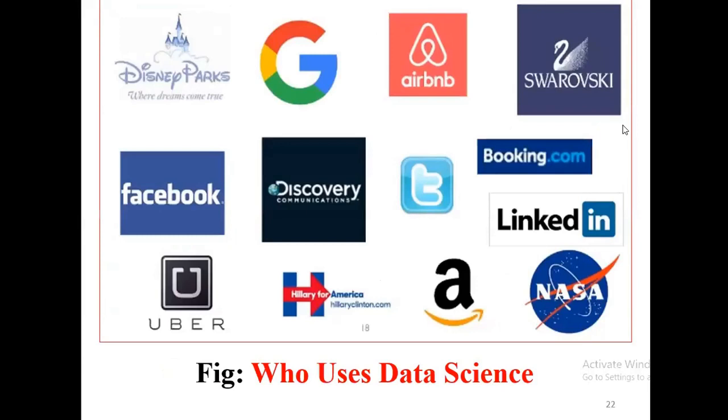So who uses data science? Big giants in the market: Disney Parks, Google, Amazon, NASA, Booking.com, Discovery, Facebook, Uber, LinkedIn. These very big giants are using data science applications.